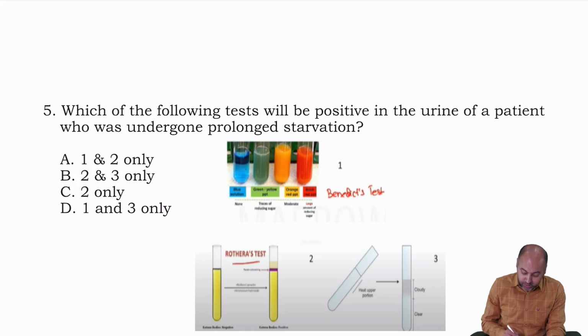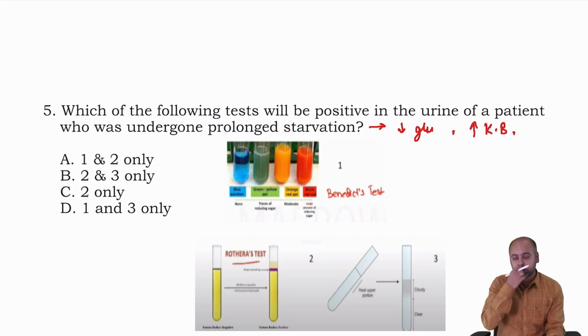Okay, so in this case, what you have to understand is, when the patient has prolonged starvation, glucose level is low. But what happens, there is an increase in the ketone bodies. There will be an increase in the free fatty acids also, but they don't come in the urine. Ketone bodies, however, will come in the urine. Okay. And now look at the tests.